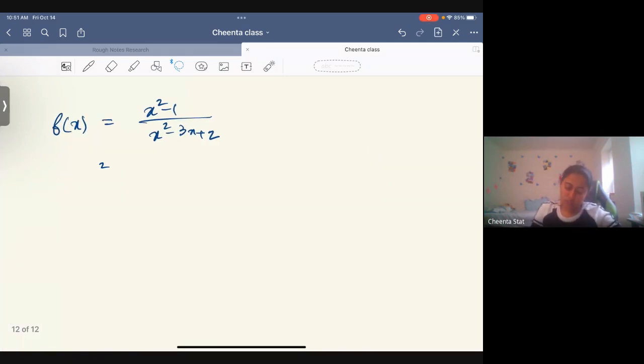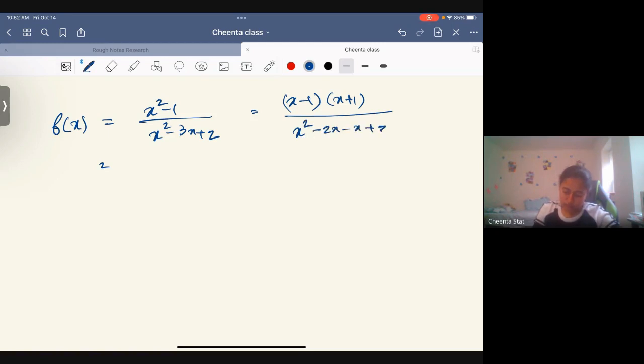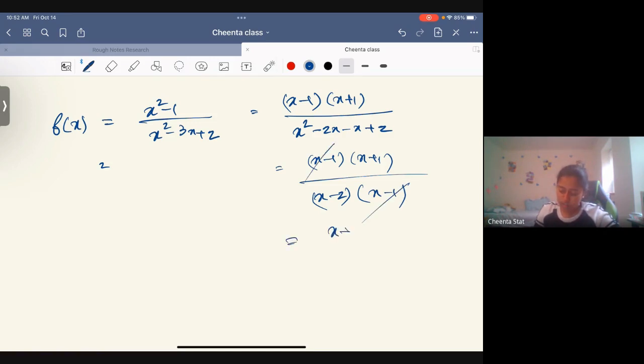Okay. You can do one thing, you can factorize. So x square minus 1 means x minus 1 into x plus 1. Okay. And then you can factorize this. So this is x square minus 2x minus x plus 2. So x minus 1, x plus 1, now x minus 2 is one factor and x minus 2 is another factor. So this is cancelling out. So x plus 1 and x minus 2.